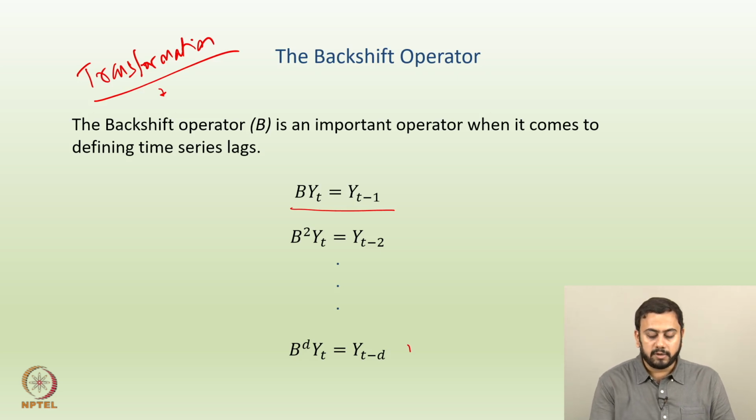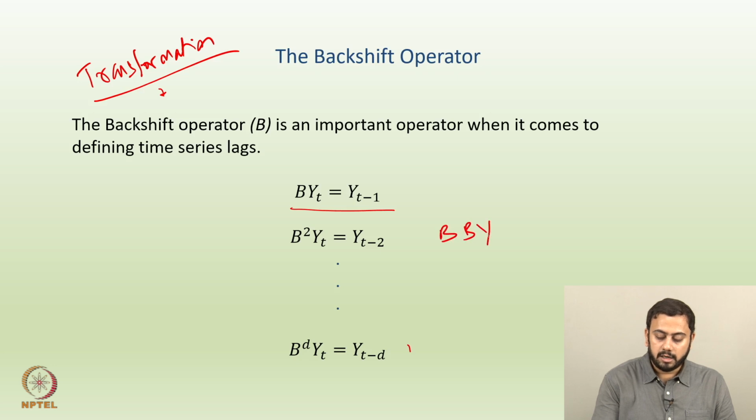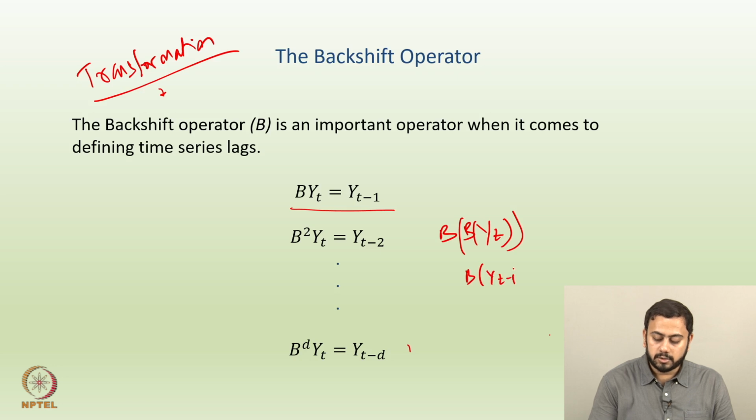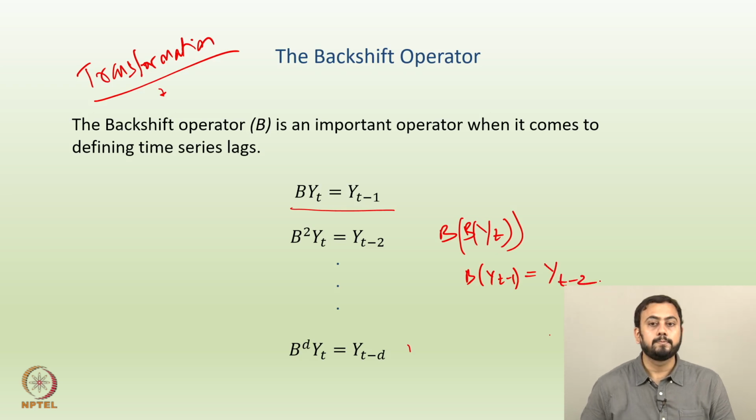What do you mean by B square of yt? B square of yt means nothing but applying this backshift operator twice on yt, something like B on B of yt. So, B of yt is yt minus 1, and then B applied on yt minus 1 is yt minus 2. Hence, if you apply this B on yt minus 1, then again you backshift the time span by 1 unit, and the answer is yt minus 2.